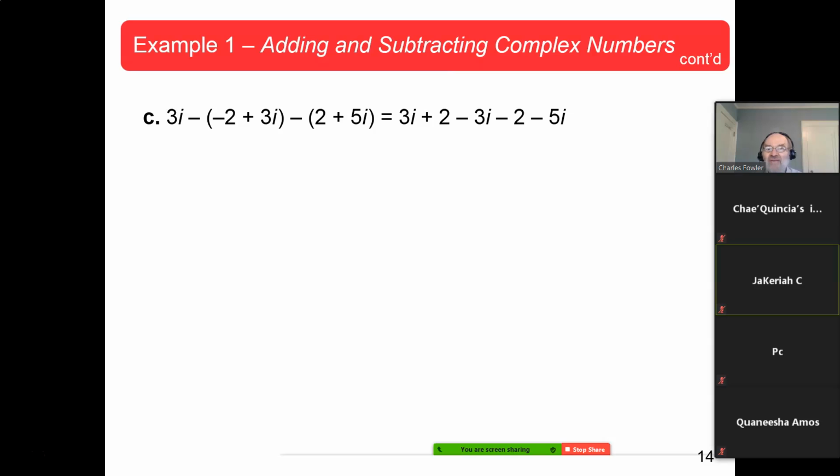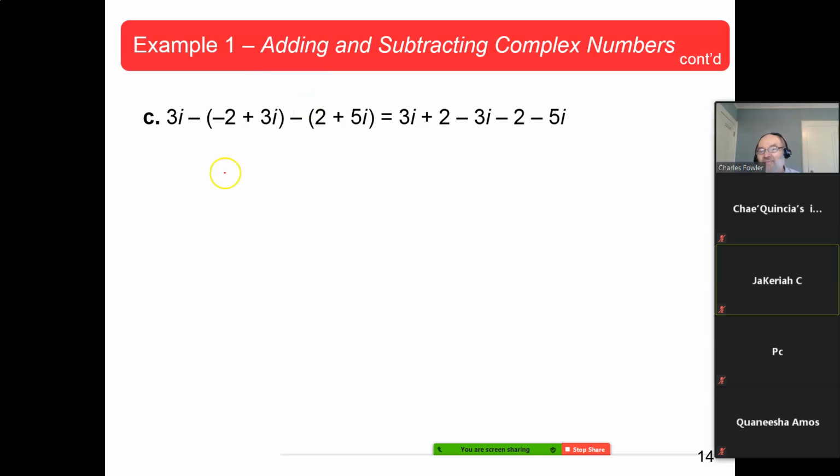Now, here they have a string of them. Now, this is the reason they removed parentheses before, to help you from making errors. Okay, this one doesn't have a real part. That's just a pure imaginary number, 3i. There is no number in front of it. And this time we're subtracting. Okay, the one we're subtracting is minus 2 plus 3i. That has both a real and imaginary component. Then we're subtracting from that yet again 2 plus 5i.